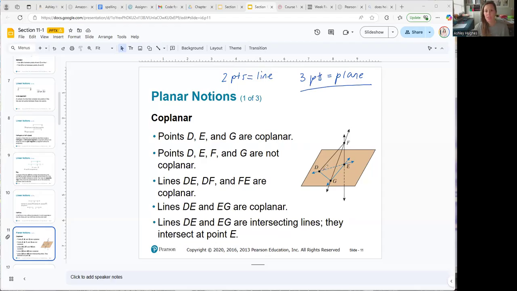So again, you have these 3 points. These would also be on a plane. Imagine if I drew a plane coming up this way, 3-dimensional, sticking through this plane. D, E, and F would be part of that plane. Lines DE and EG are coplanar because you can see they're both on that plane. Lines DE and EG are intersecting lines. They intersect at point E.